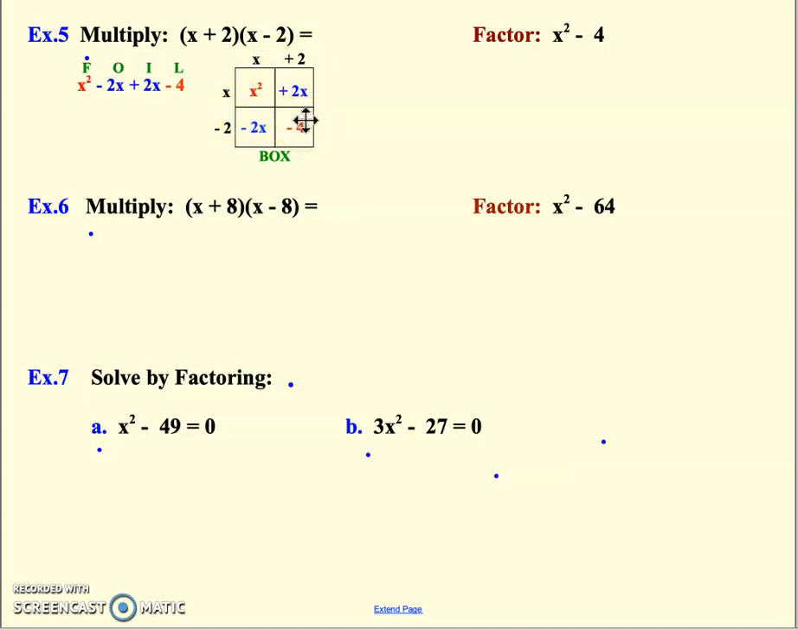But what's unique about this problem is you notice the blue terms are plus and minus of the same term, so they're going to drop. So all you're going to be left with is the x squared minus 4.